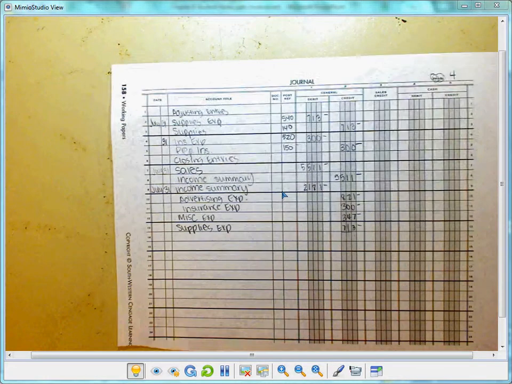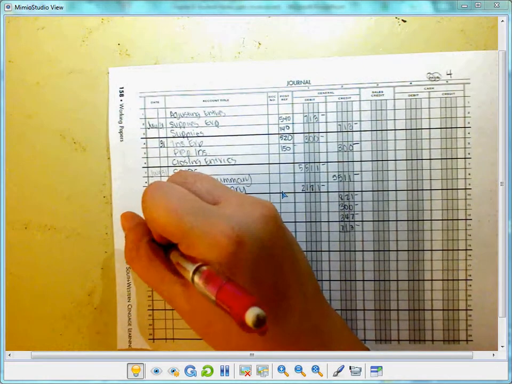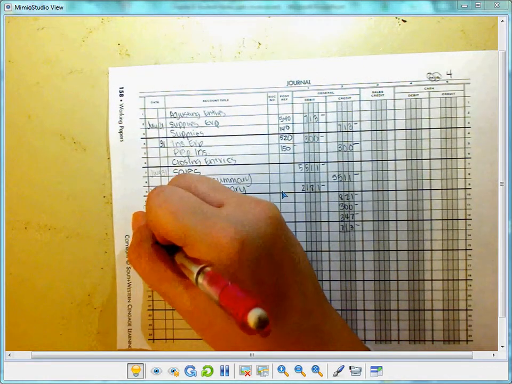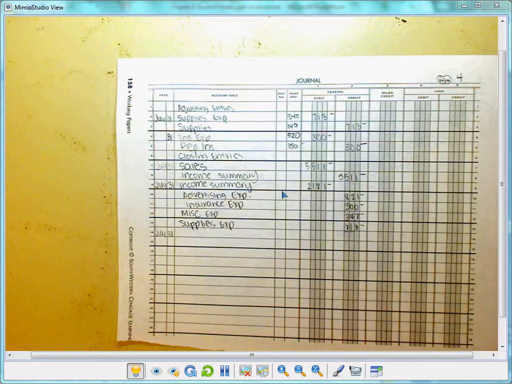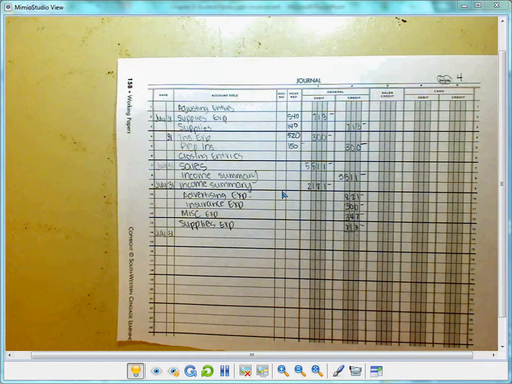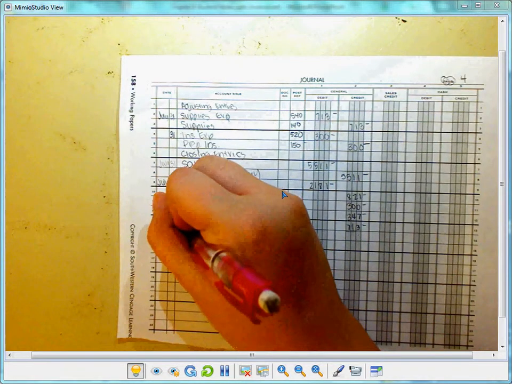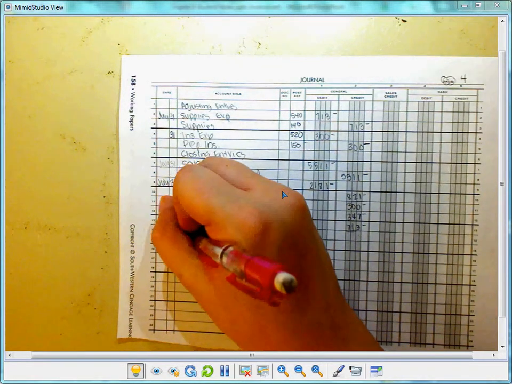So we close our net income into capital. So our date there is the 31st. Okay, since this is a net income, our first account, the debit account, is going to be income summary.